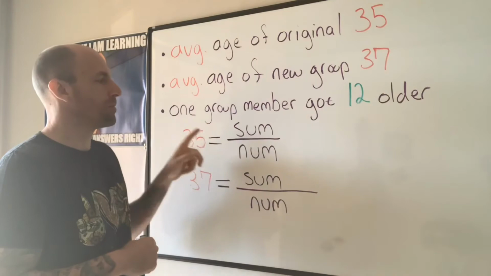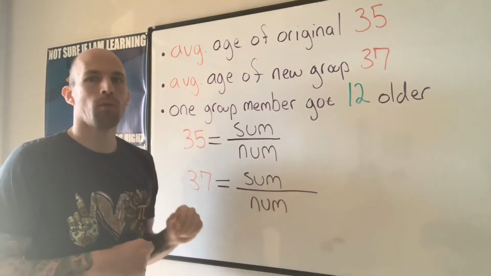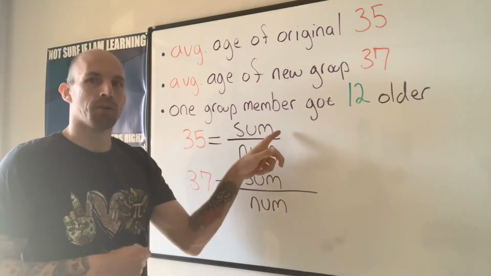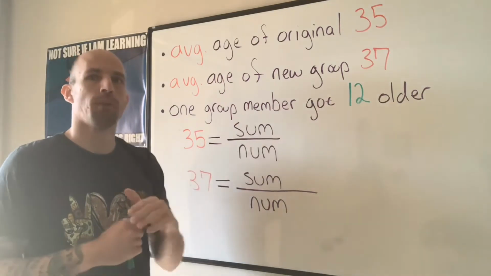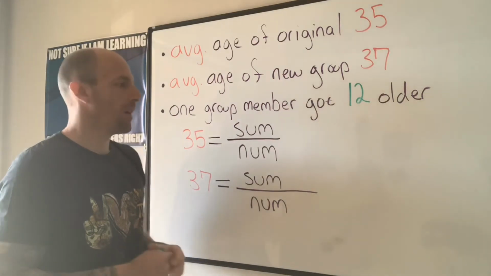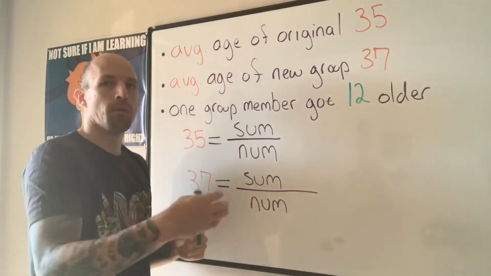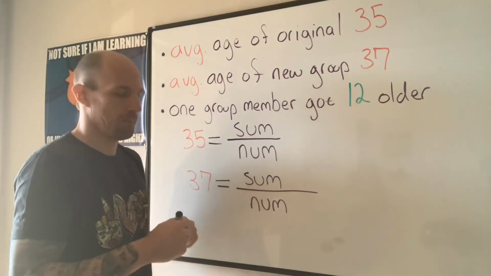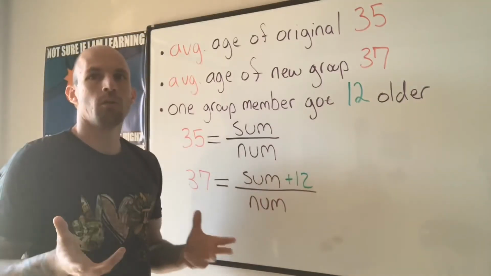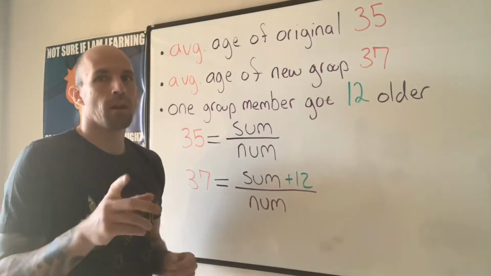What was the difference between the original group and the new group? Somebody left the original group and was replaced by somebody else who was 12 years older. That means the sum of all of the people in the group has increased by 12. Now that we've got two equations in two variables, we're ready to start solving.